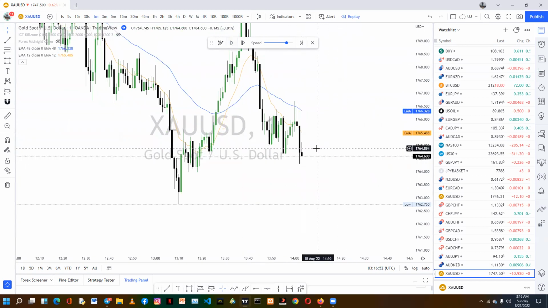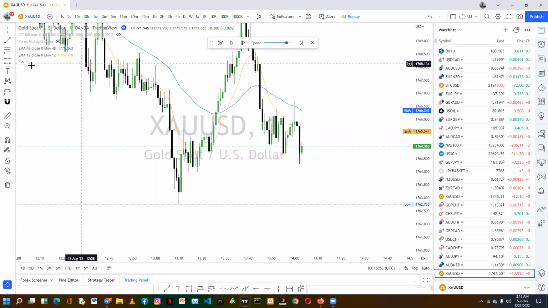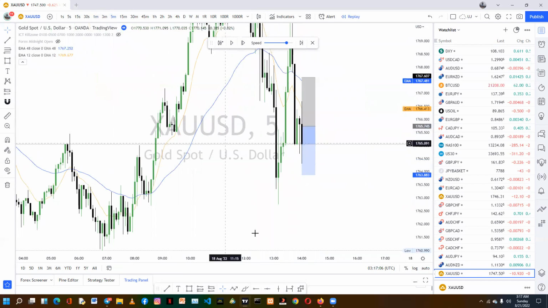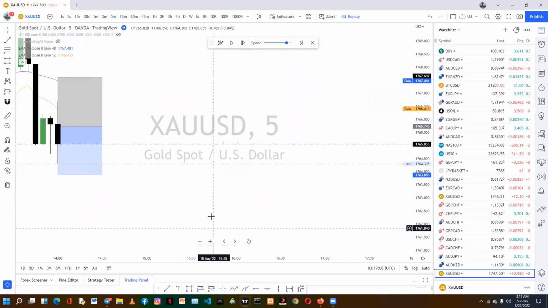Okay, so now we've closed below the moving average. So you're looking for a trade. This is your stop loss. Your entry could be here. So you can start looking for a proper entry, maybe use the 5 minute chart and get your confirmation.